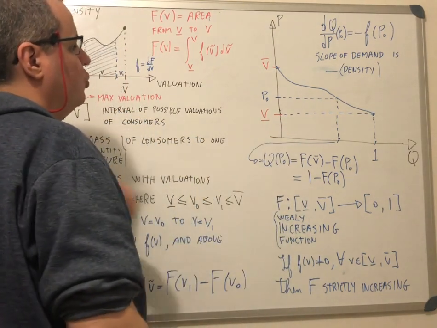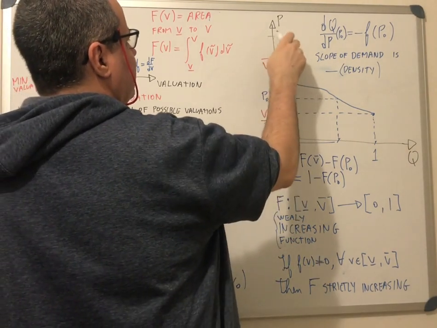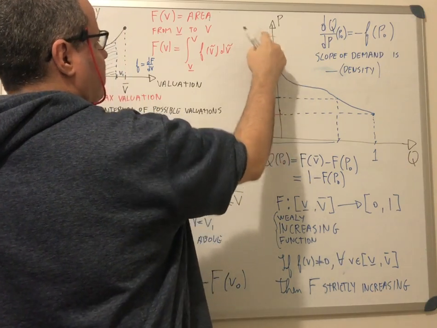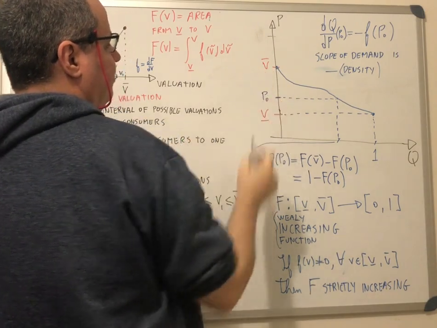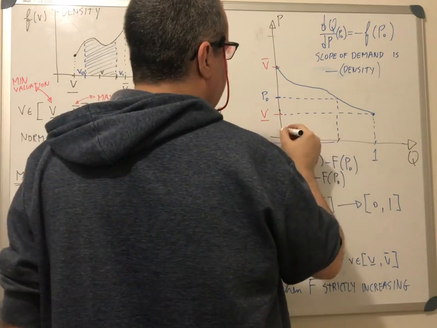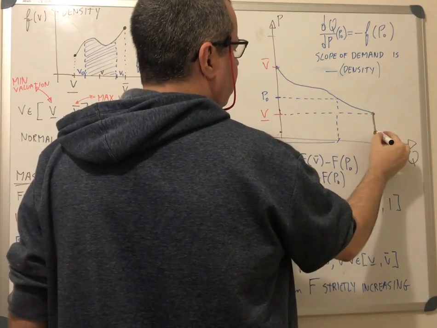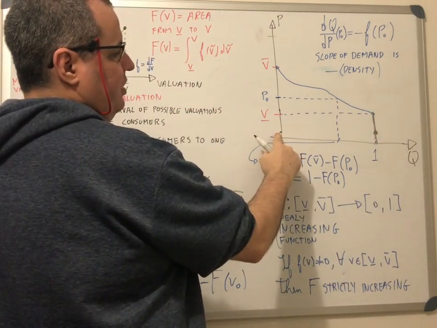Okay? So if prices are above this, if a price is here, my demand is 0. Nobody will pay this price. Even the consumer that values the good the most values it only at V upper bar. If I have a price here, then everybody will. So the demand would be this point here, 1. All consumers would be willing to pay this price here.